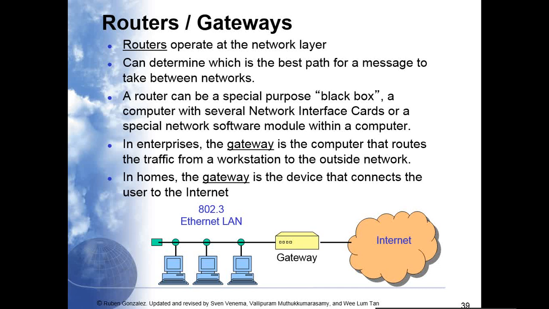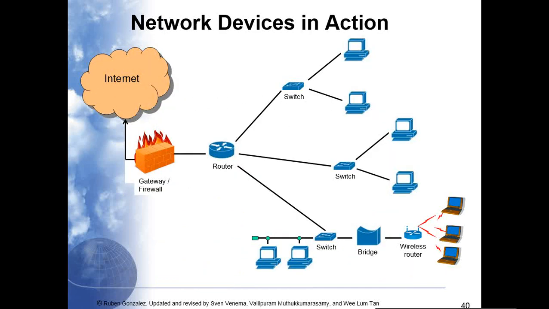A router can be a special purpose black box computer with several network cards. In an enterprise, the gateway is the computer that routes the traffic from a workstation to the outside network. So, slightly different terminology. And in homes, the gateway is the device that connects the user to the internet, your router probably. Here's a bunch of network devices with some networks.